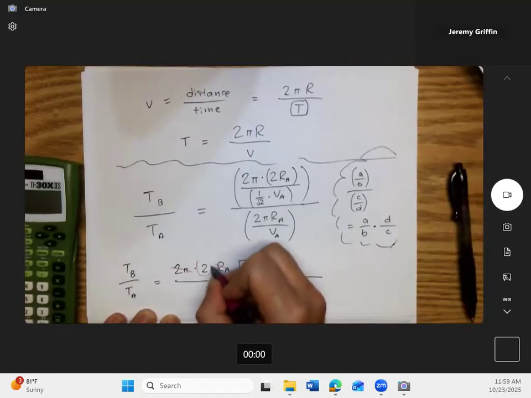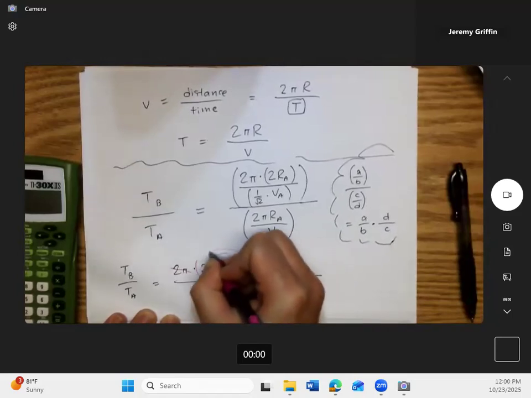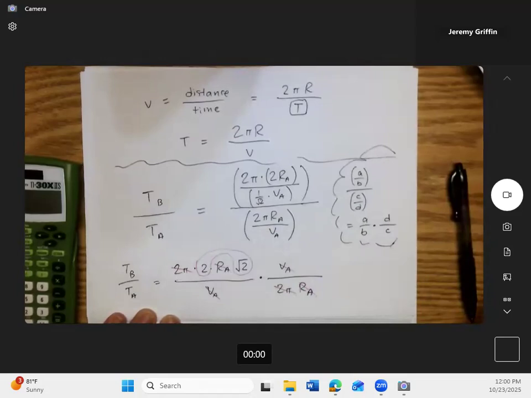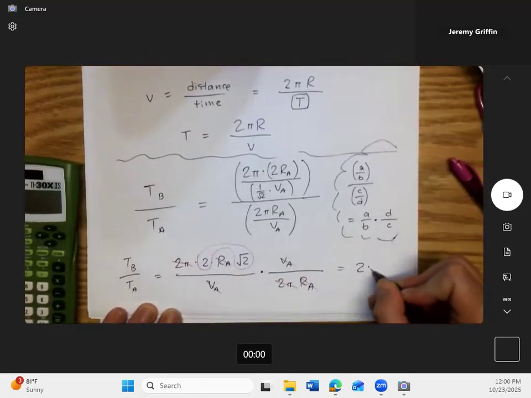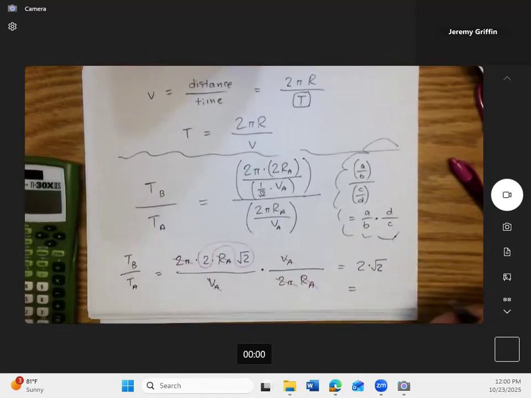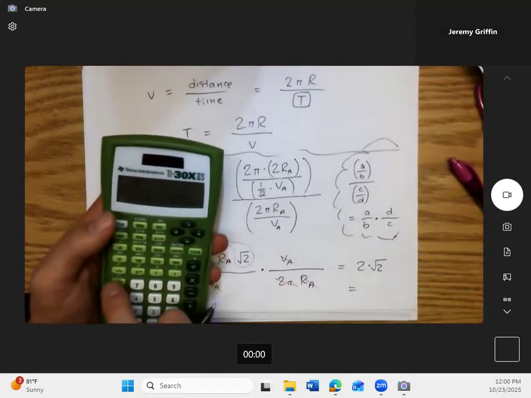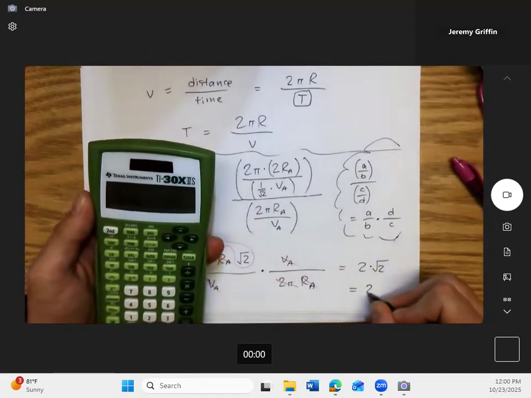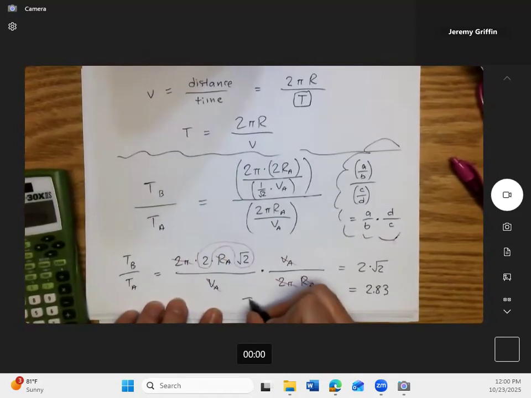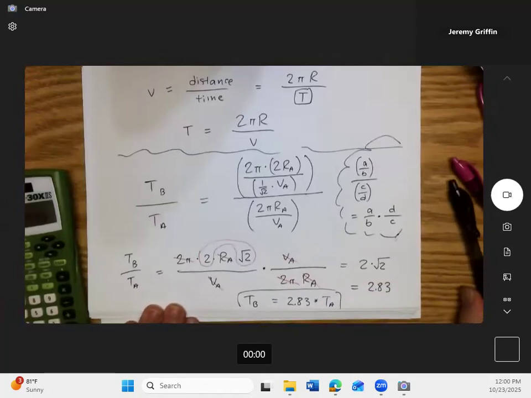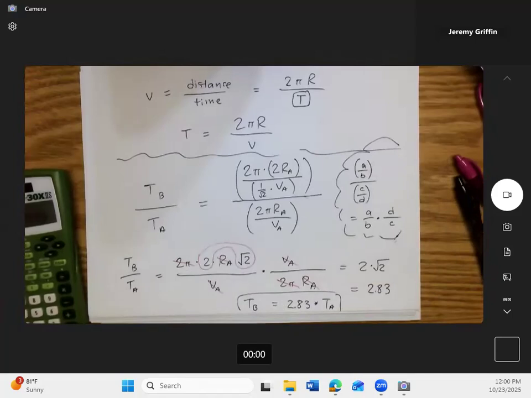I think I'm left with 2 root 2. Is that it? 2 root 2? Right. So the answer is 2 times the square root of 2. And if you want a decimal value, that'd be 2.83. So you could also say this: time period B equals 2.83 times time period A. You guys finish writing that right there.